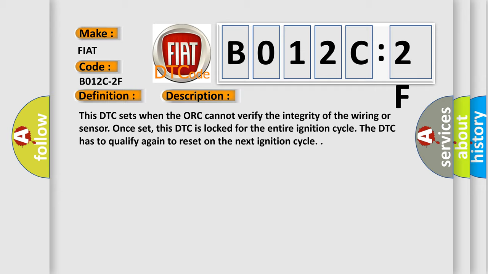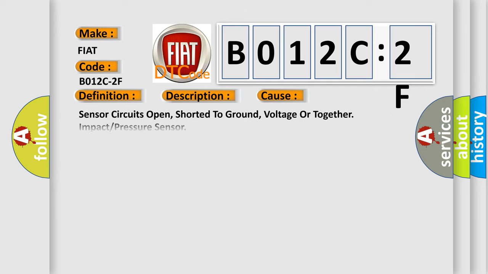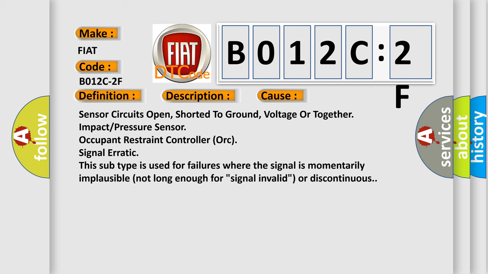This diagnostic error occurs most often in these cases: sensor circuits open, shorted to ground, voltage or together, impact pressure sensor, occupant restraint controller, AUX signal erratic. This subtype is used for failures where the signal is momentarily implausible, not long enough for signal invalid or discontinuous.